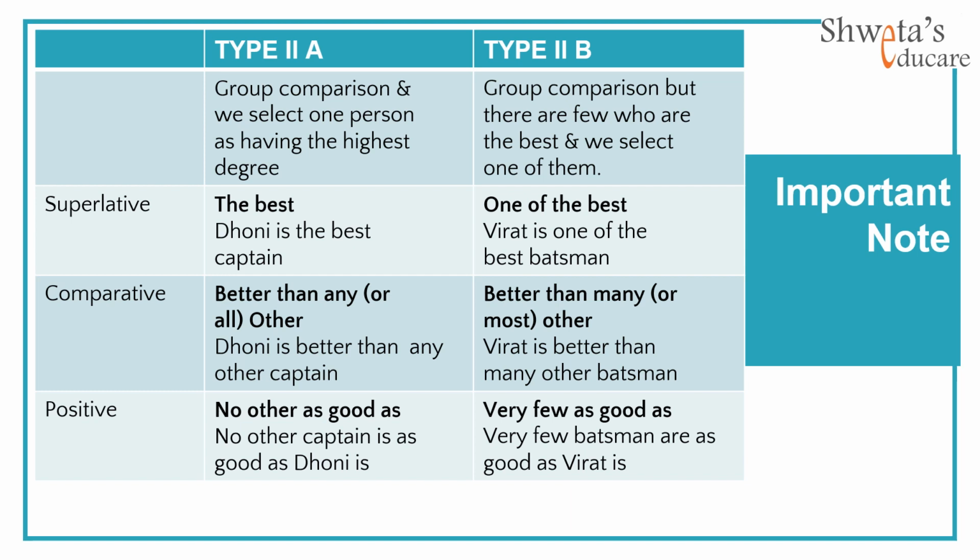The same in comparative will be better than many other. See the difference? It is better than many other. So our answer is Virat is better than many other batsmen. The same in positive, you will always start with very few. Very few batsmen are as good as Virat is. So in type 2B, the rules are one of the best, better than many other, and very few as good as. Just take a minute to see the difference between these two types.